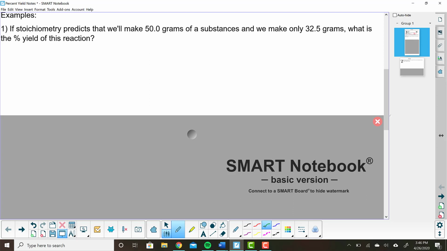So if we read carefully, it says if stoichiometry predicts that we'll make 50 grams. So anytime you see something like stoichiometry, or you have to use stoichiometry to come up with a number, that is the theoretical amount. And then it says we only make 32.5. That tells us that this is the lab-based component. This is the actual yield or the experimental yield. And then the problem asks us to calculate the percent yield. So all we have to do is plug in these numbers to the equation.